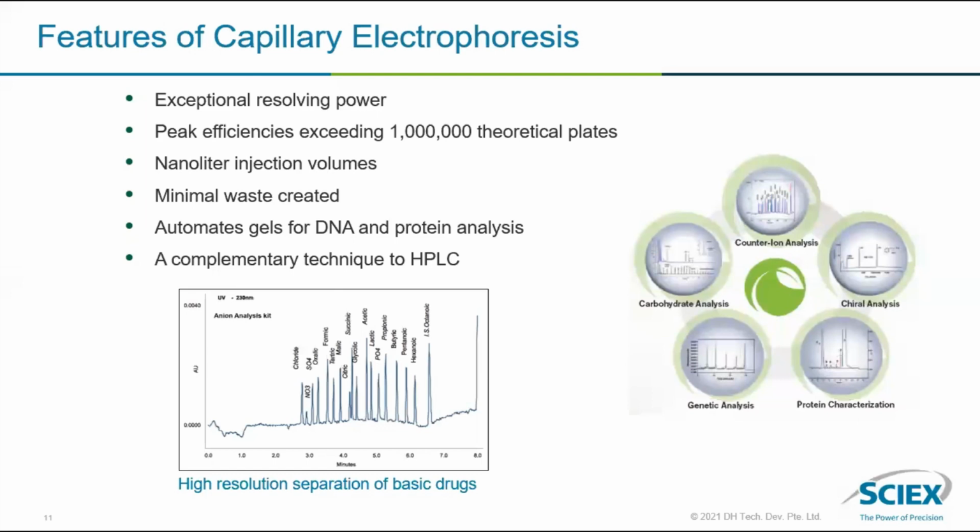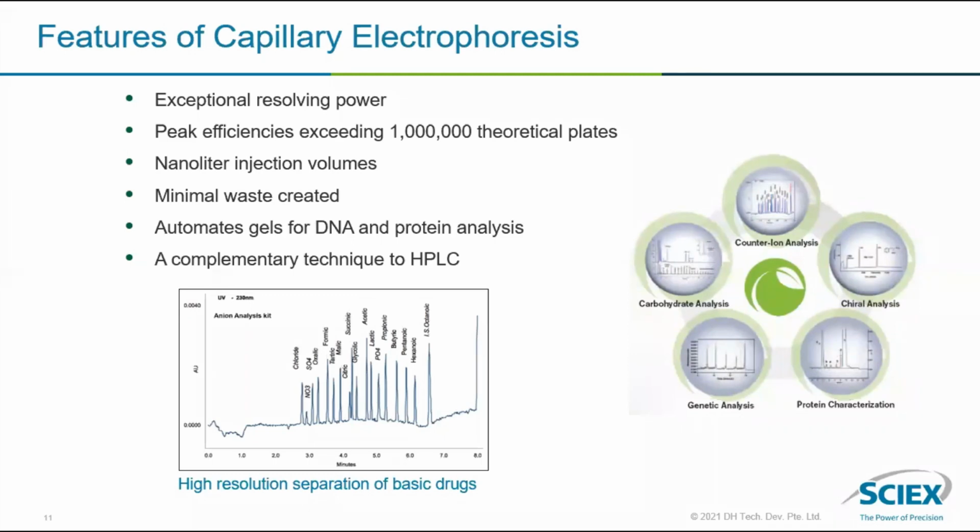As we discussed, these capillaries are very small in diameter. Because of this, we will get more than 1 million theoretical plates when we run any sample in the capillary electrophoresis technique. If you want to compare CE with HPLC, just to give an example, in HPLC the number of theoretical plates is somewhere around 10,000, but in CE, it is more than 1 million. Because of this high number of theoretical plates, we always get good peak efficiencies and exceptional resolving power.